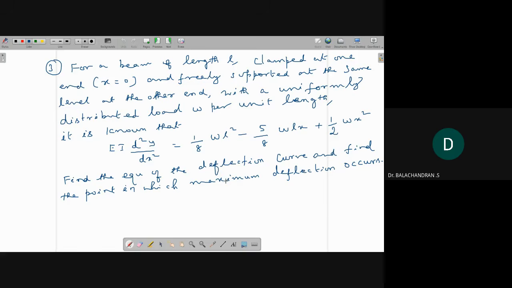Okay, you need to find y. The reason is you need to find maximum deflection. So the maximum deflection of y occurs only if dy by dx is equal to 0. So for this, now I am going to find y. But here you have d square y by dx square. So first, you integrate with respect to x.